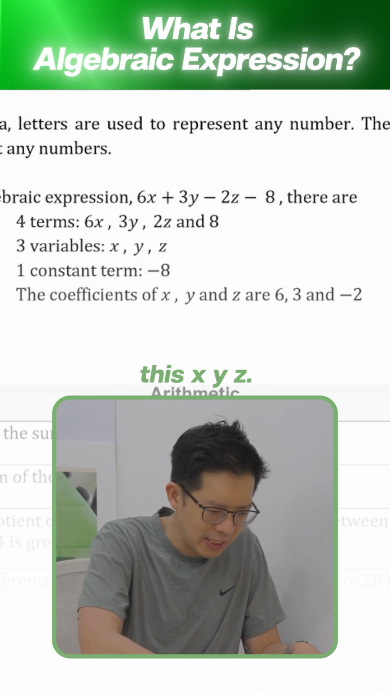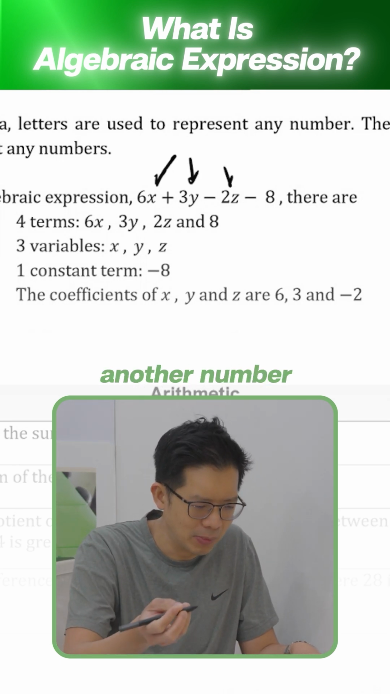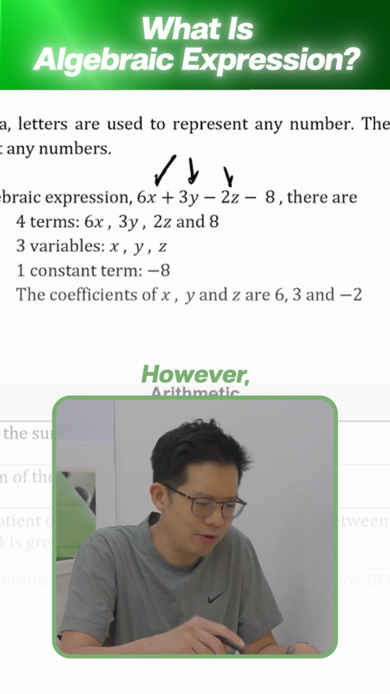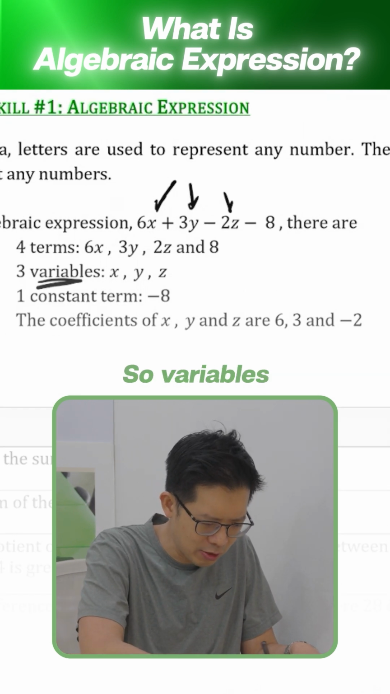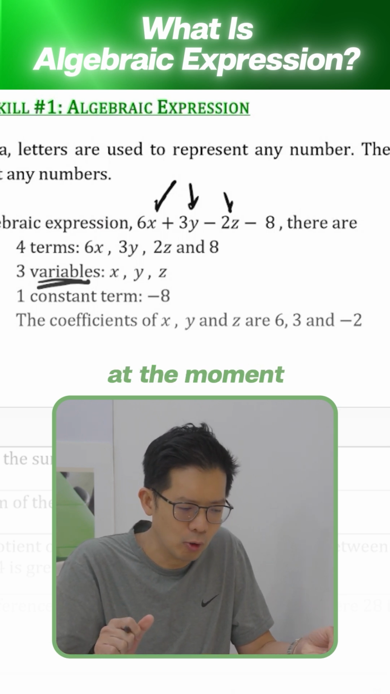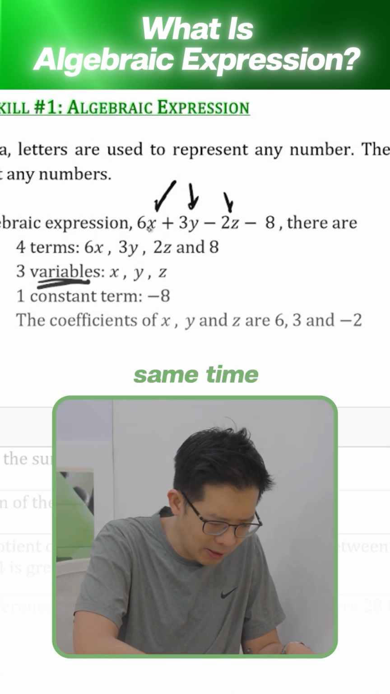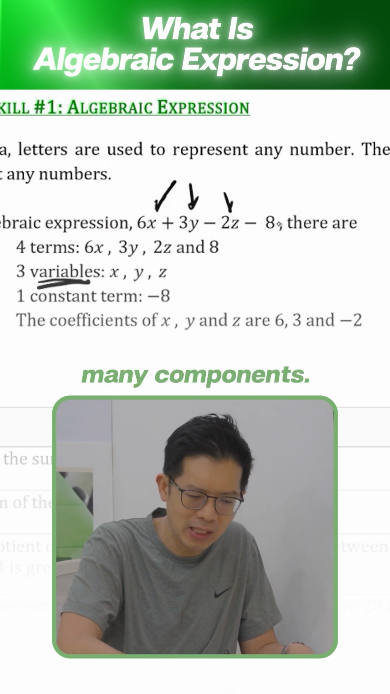For example, this x, y, z, they are representing other numbers, usually what we call unknowns. These are what we call variables, okay? Variables, because they vary, they are not fixed at the moment. Now, this is a pretty long expression, right? Pretty long because there are quite many components.